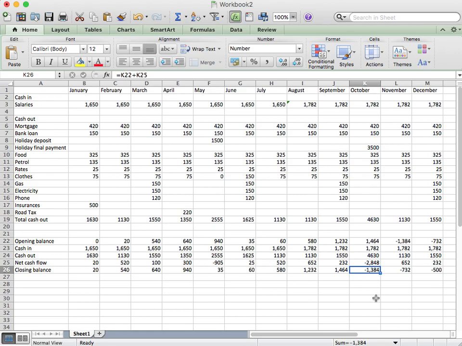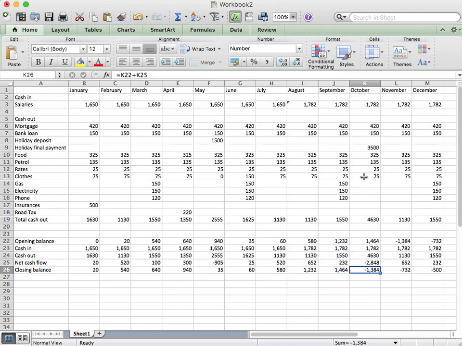That's a bit more of a serious problem because that negative can't really be corrected, and it can't really be corrected by moving anything. It's too big. And because it persists all the way through to the end of the year, what it's saying is that actually they've overcommitted on their holiday. They're going on a holiday they can't afford.